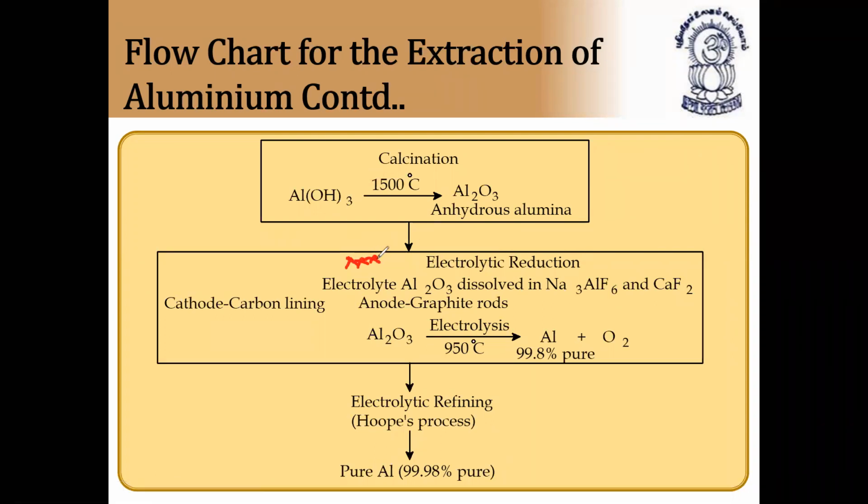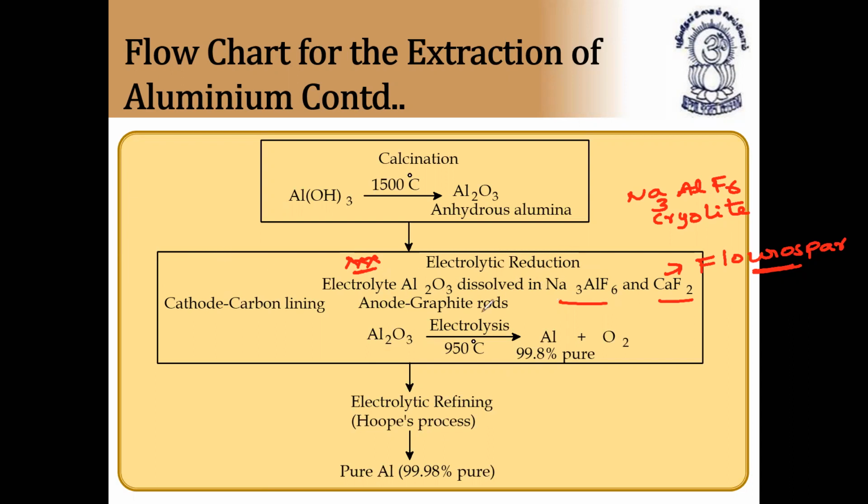In the electrolytic reduction of alumina, we add cryolite and fluorspar. Na3AlF6, sodium aluminum hexafluoride, is called cryolite, and calcium fluoride, CaF2, is called fluorspar. These two are added to increase the conductivity and also to decrease the melting point of alumina. This is a very important point.